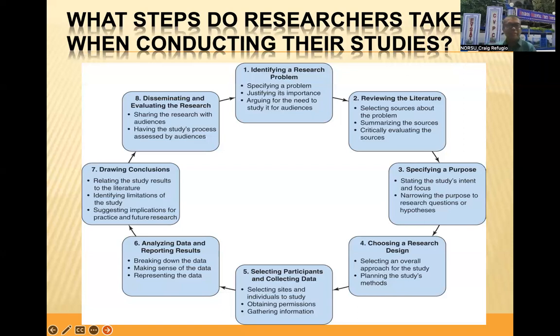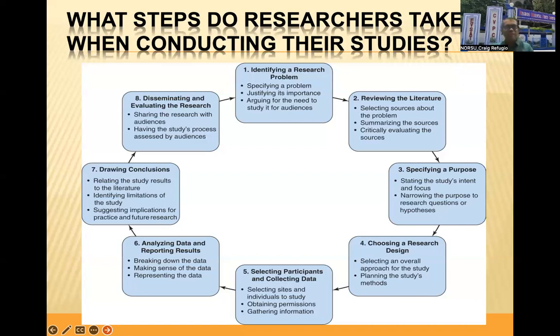So break down the data. You're going to look at the tables, the charts, and the figures, and analyze the meaning of these different data. What is the trend of the data? Is it decreasing? Is it increasing? Is it fluctuating? What are the different meanings of those data as found in the table, the figure, and the chart?